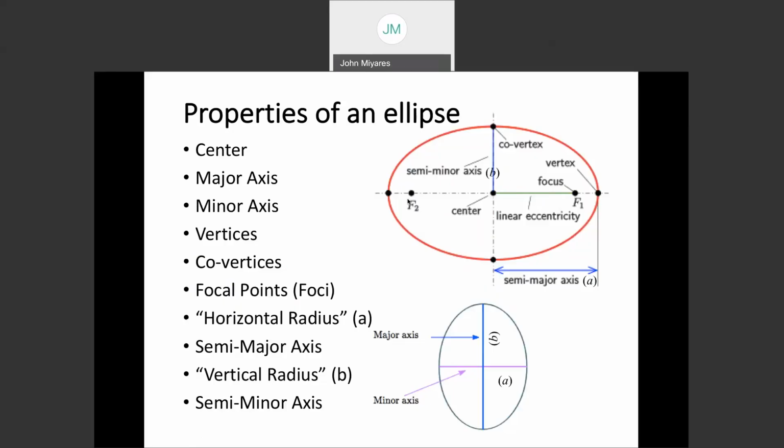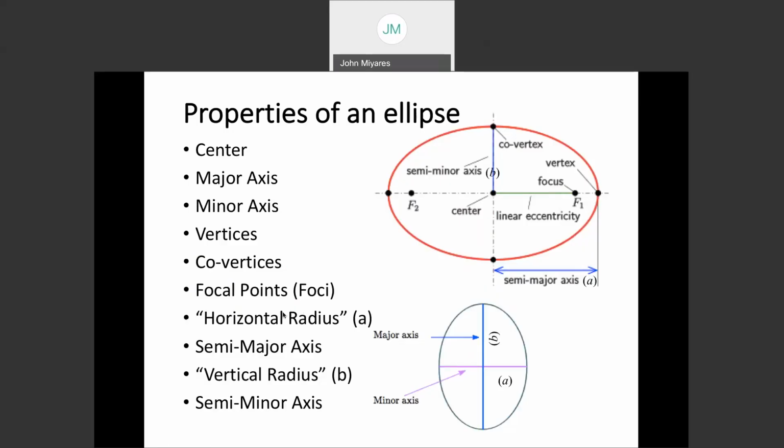Now, of course, the major axis doesn't have to be horizontal. It could be vertical, like in this picture here at the bottom of the screen. Now, I'm going to introduce some terminology that isn't necessarily in the textbook, but I'm going to use this terminology to help put things into context.